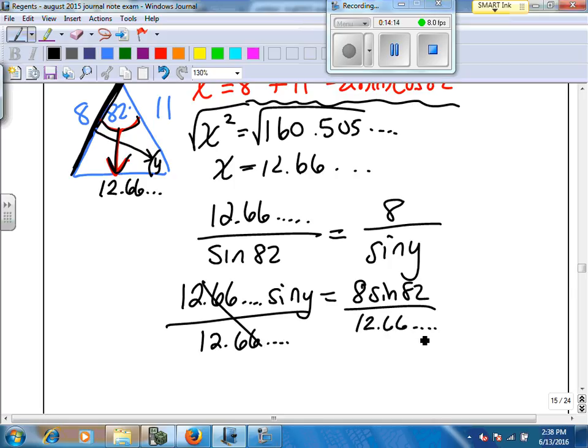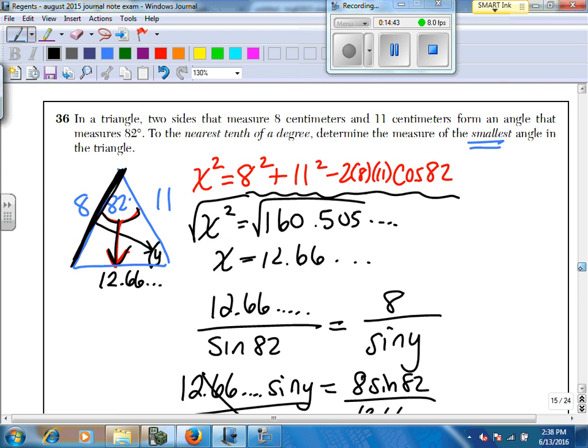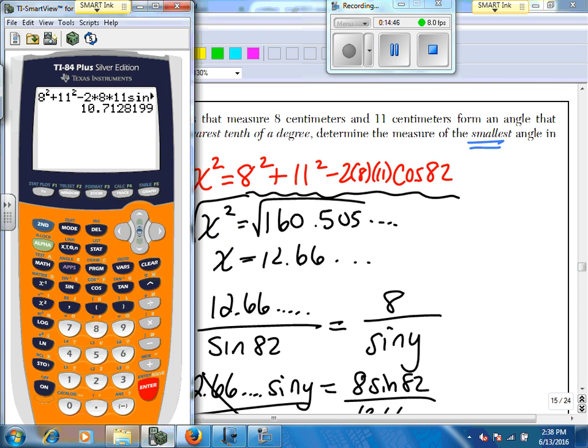So because that number is still in your calculator, you should be able to do 12.66 whatever. Let's get that number actually so that I know what I'm talking about here. I got to type this whole thing in. Let's do it the right way. 8 squared plus 11 squared minus 2 times 8 times 11 sine of 82. Where did that come from? What am I doing here? Am I in degrees? Yes. 8 squared plus 11 squared minus 2 times 8 times 11 sine of 82.